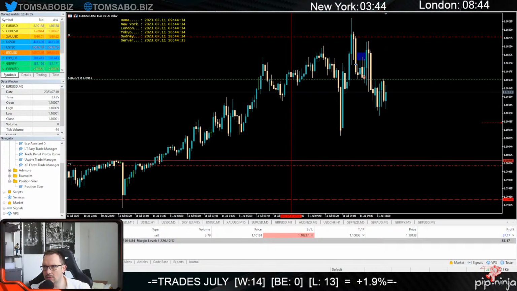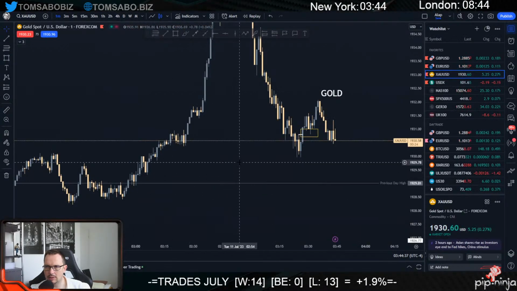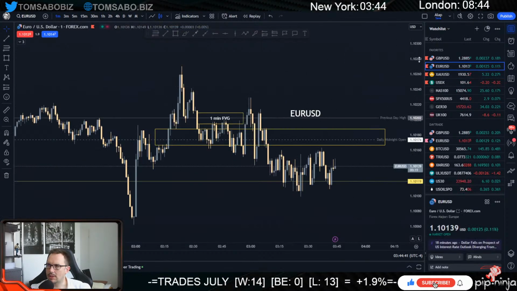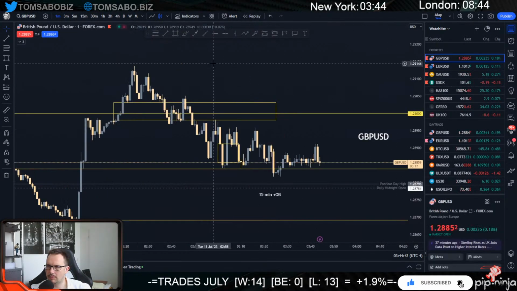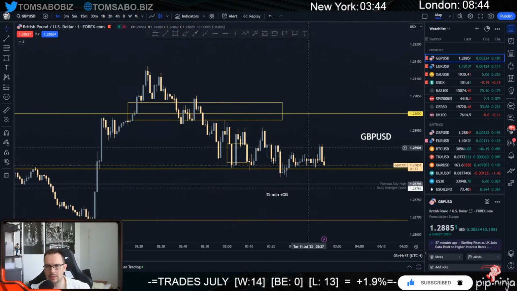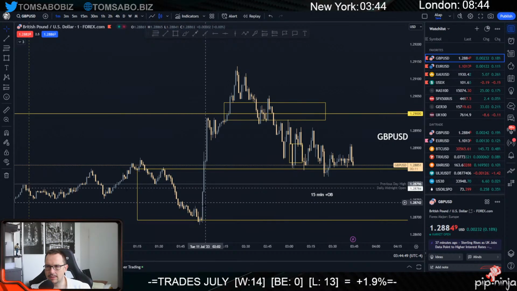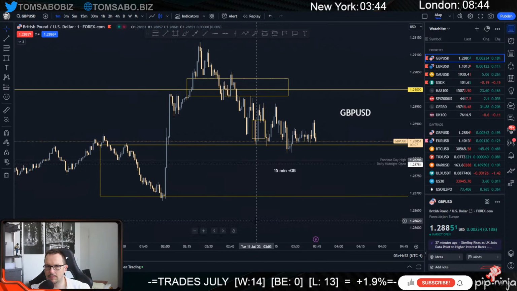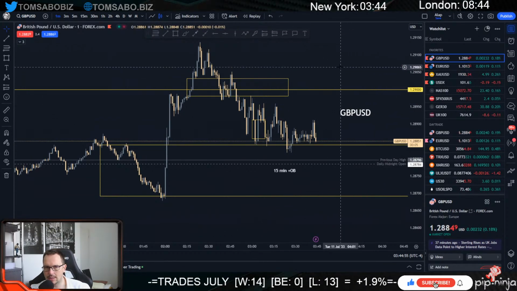Still in the trade on the euro, but not looking that good. And I'm looking for something, but pound could be a good candidate for going short and repricing this imbalance inside the 15-minute order block. So I guess anything can happen.